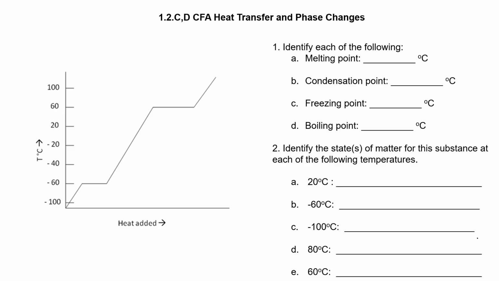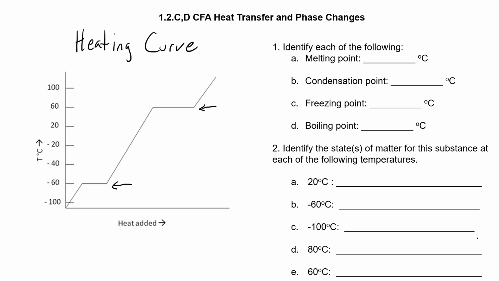Okay, so we have here a heating curve. Let's go ahead and write that up here. On a heating curve, there are multiple segments. Each of these segments represents something different about this substance as it undergoes changes. Where we have these horizontal lines, this is where phase changes occur. So to do question number 1, where you're asked to identify the melting point, the condensation point, the freezing point, and the boiling point, you just need to look at these two horizontal lines.